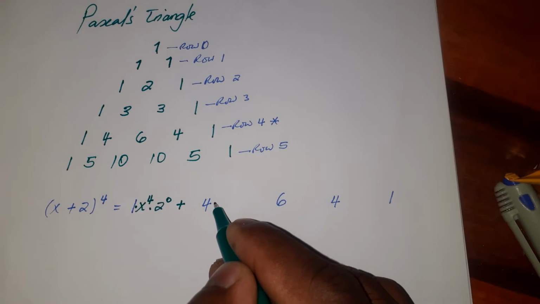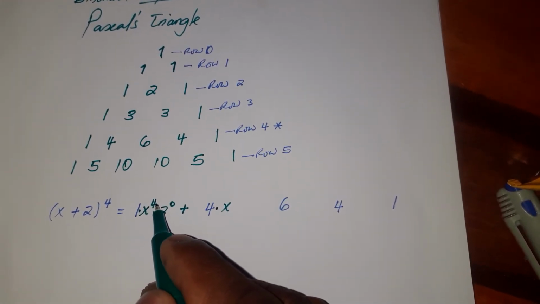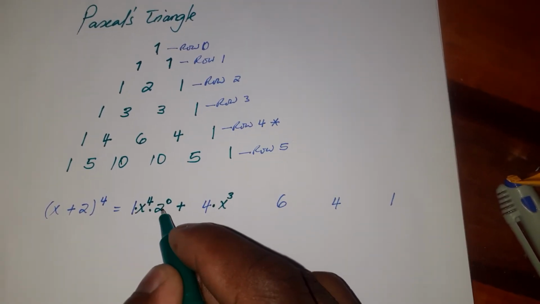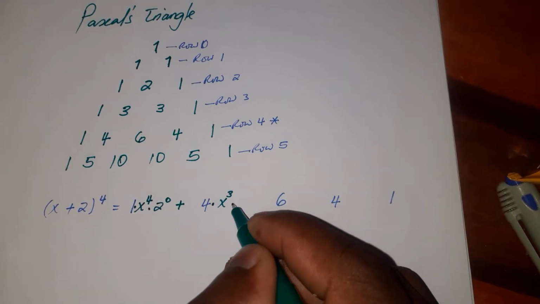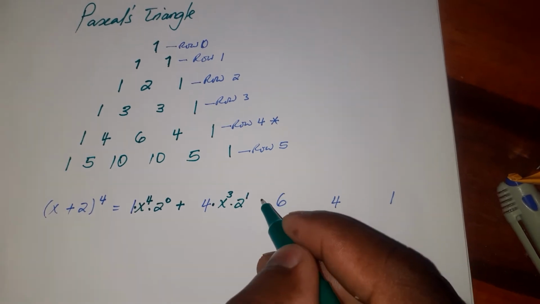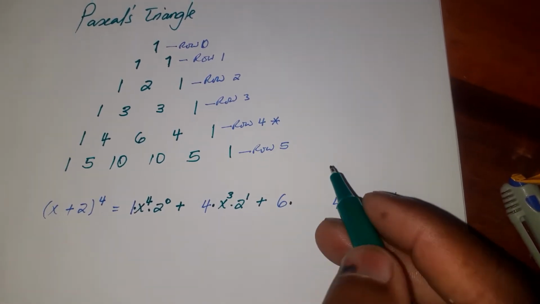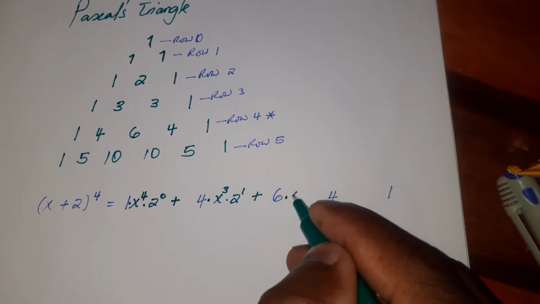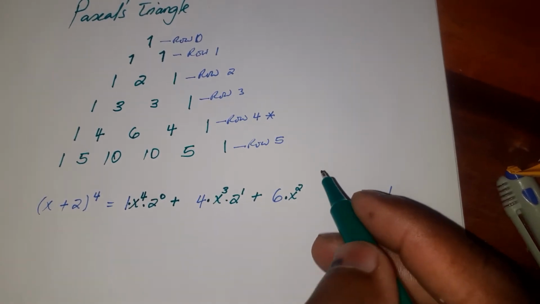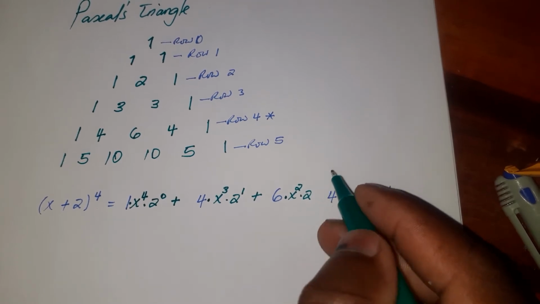Here, the x should be reduced by 1. The power should be reduced by 1, meaning we're going to have x to the power 3, while the 2 should be increased by 1 to the power 1, from 0 to 1. And then plus, we are still multiplying here. The x power should be reduced by 1 to have 2, while the 2 should be increased by 1 to get 2.